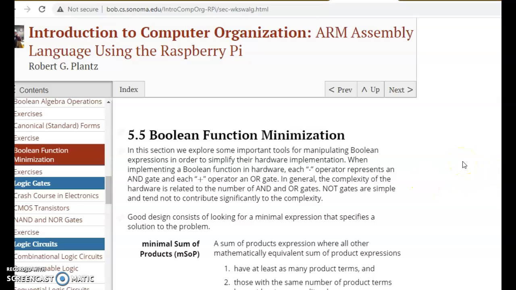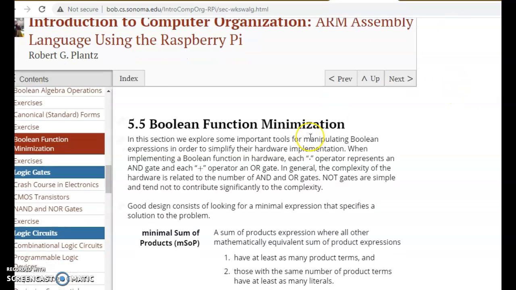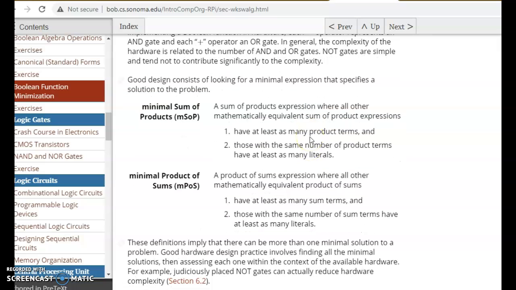Okay, so the third section in this chapter is Boolean function minimization. The whole reason why we had to figure out what Boolean operations are and then put them in standard forms is so that we could understand how we can get rid of those operators that we don't need to find the minimum number of literals in an expression.